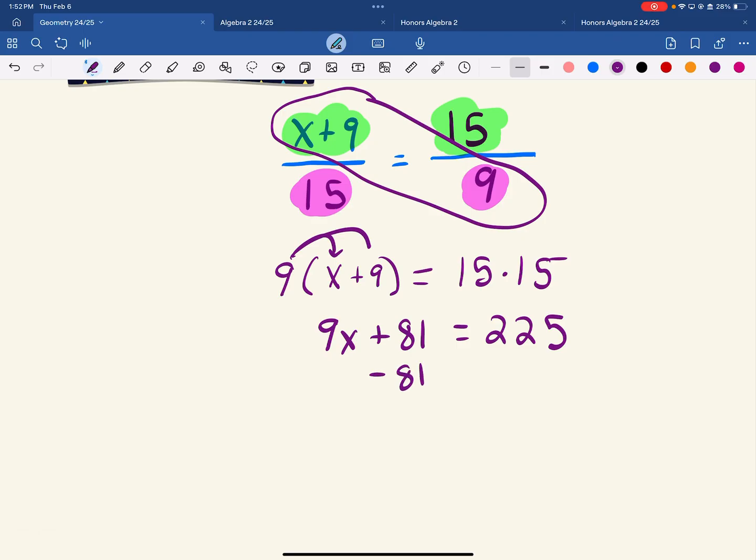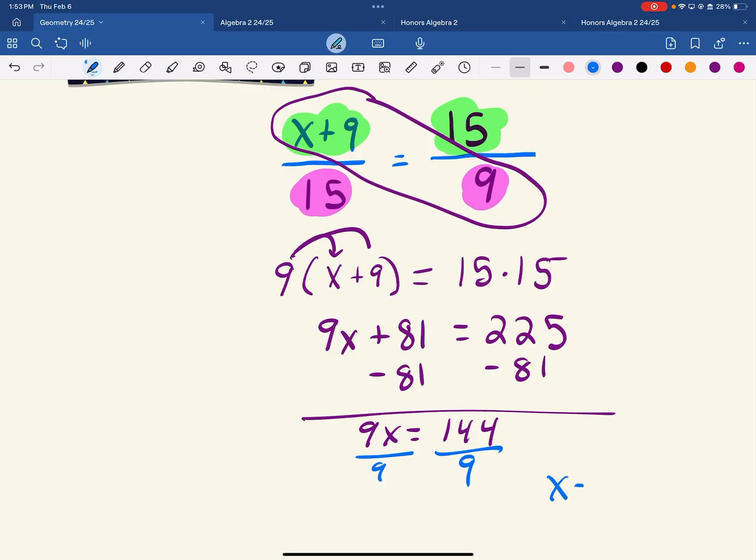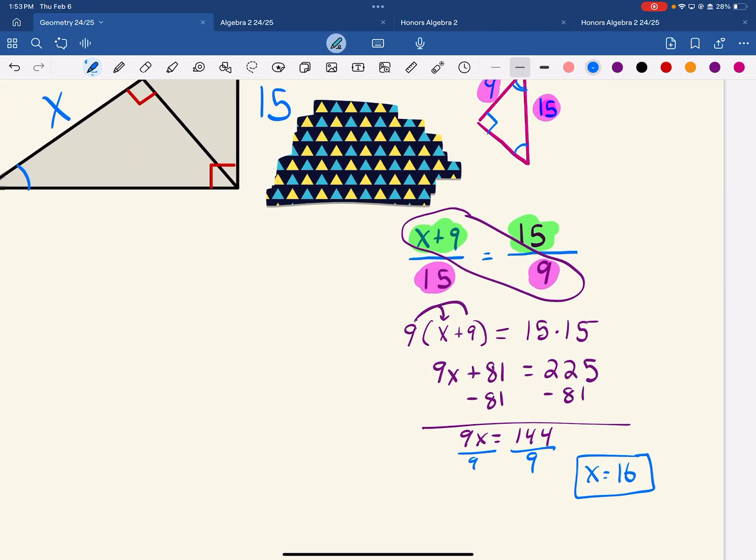Subtract 81 from both sides. 9x equals 144. I believe that's 16. Divide both sides by 9. Siri, what's 144 divided by 9? 144 divided by 9 is 16. There's our solution. Okay. Good.